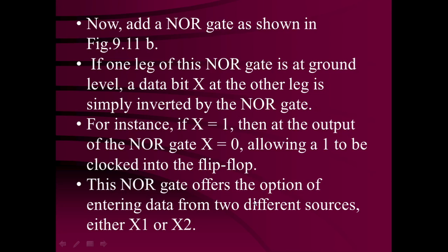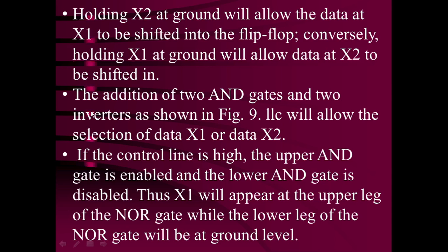This NOR gate offers the option of entering the data from two different sources. Data can be entered through the channel X1, or the data can be entered through the channel X2. Holding X2 at ground, the lower leg of the NOR gate is going to be ground. X2 at ground will allow the data at X1 to be shifted into the flip-flop. Conversely, holding X1 at ground level will allow the data at the X2 channel to be shifted into the flip-flop.